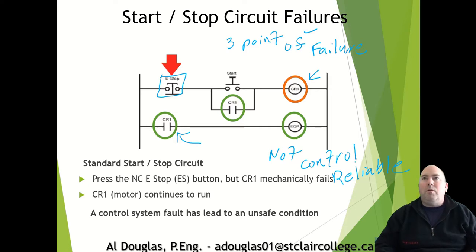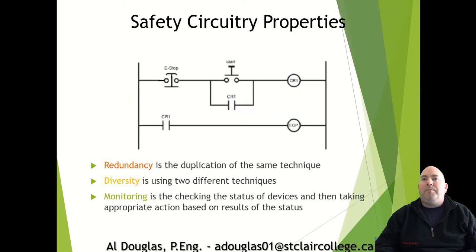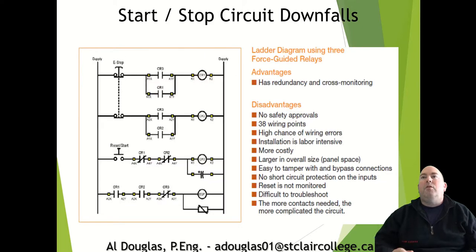And so this would be okay for low-level safety applications, but not for higher-level safety applications. So when we talk about safety circuits, we always want to have redundancy, diversity, and monitoring. So what can we do for a better safety circuit? So this one here, this is a good safety circuit. The reason why this is good, it has redundancy and cross monitoring. So we will show you exactly how this would work.